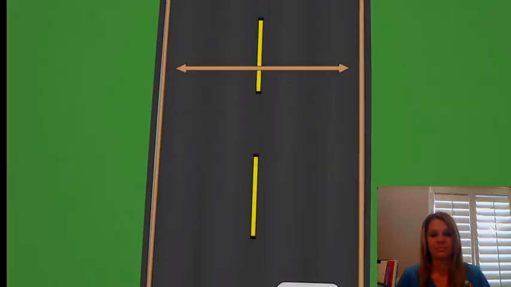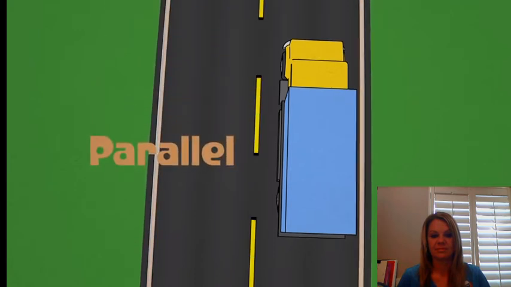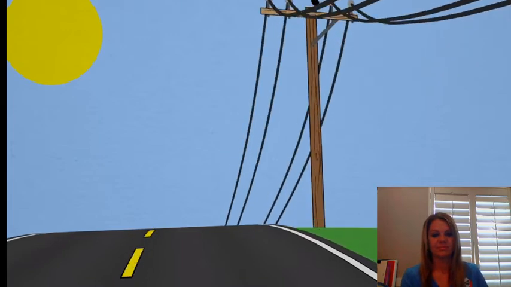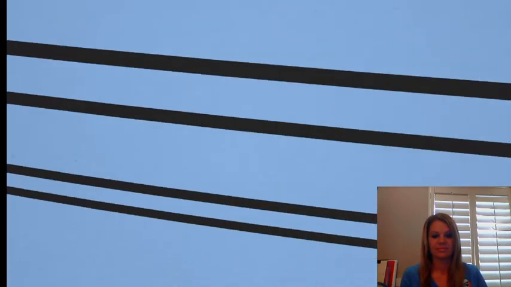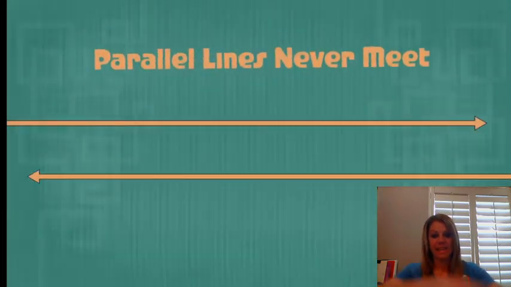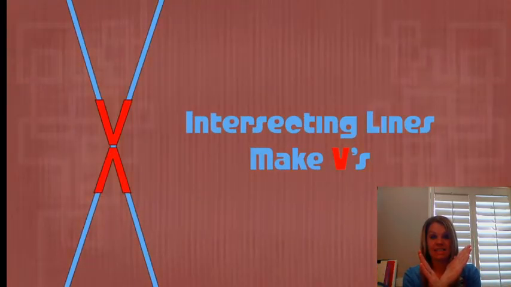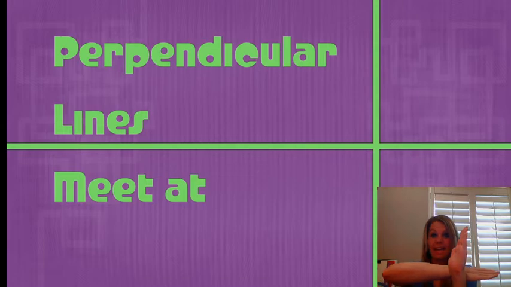When two lines will never touch, then you can tell that those two lines are parallel, like these telephone wires up above the street. Parallel lines will never meet. Parallel lines never meet. Intersecting lines make these. Perpendicular lines meet at 90 degrees.